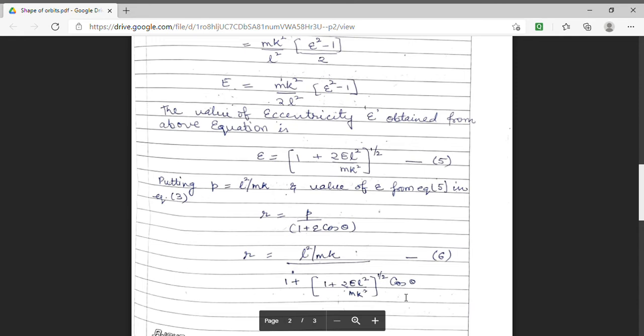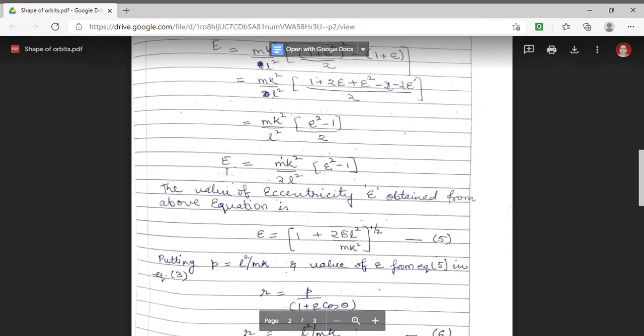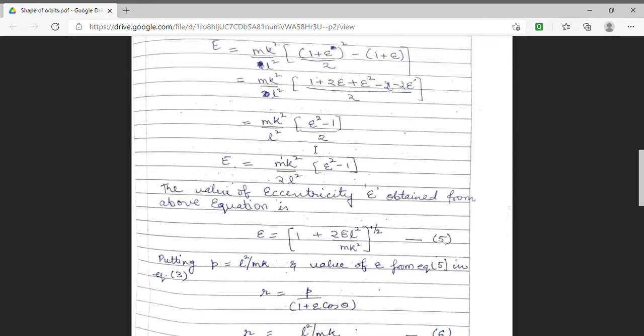Now, in this expression, I am taking the different conditions of total energy. Let my total energy be positive, that means it is greater than 0. In the situation in which E is greater than 0, this will give my eccentricity as greater than 1. This situation is that of a hyperbola. As we have discussed in our previous lectures, epsilon greater than 1 corresponds to that of a hyperbola.